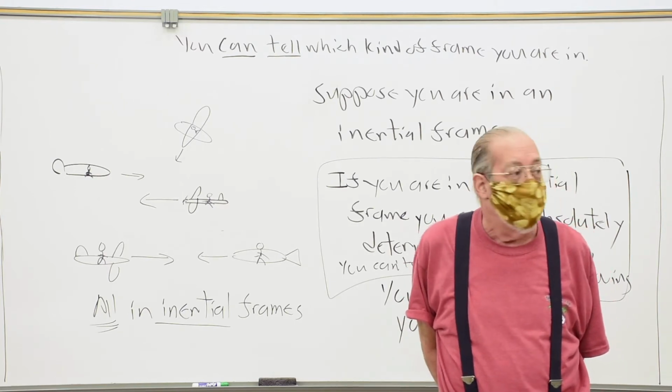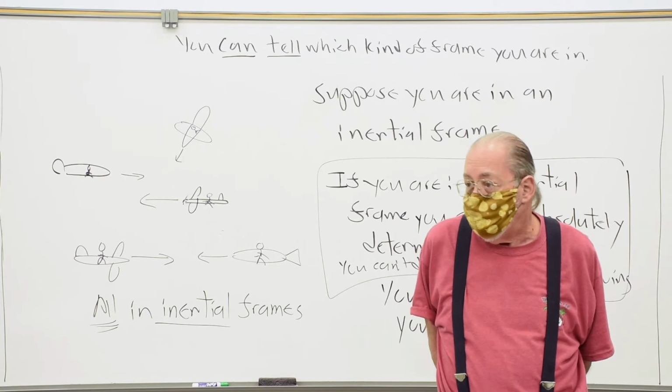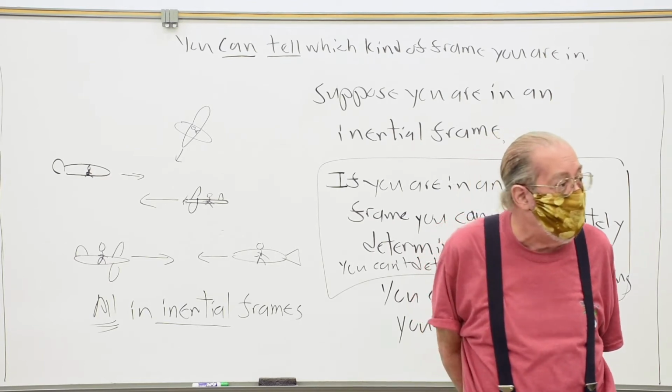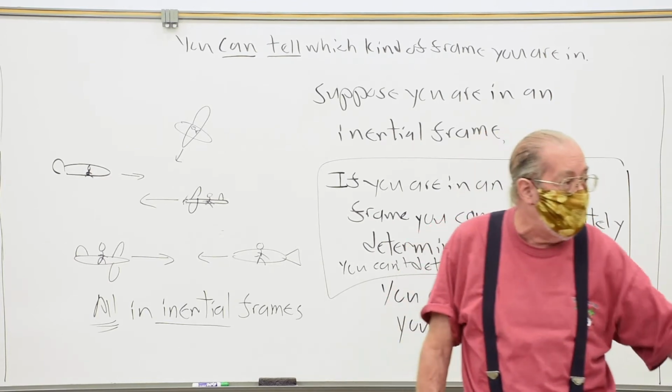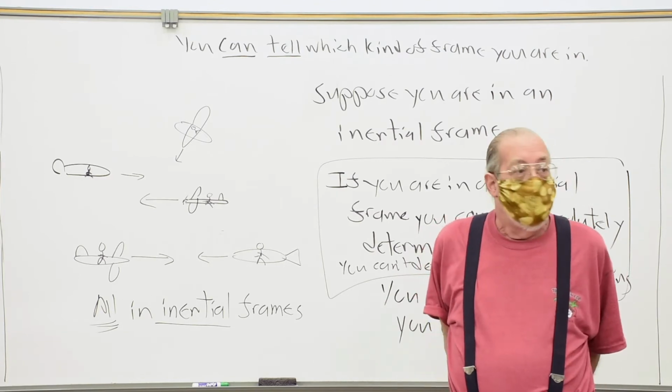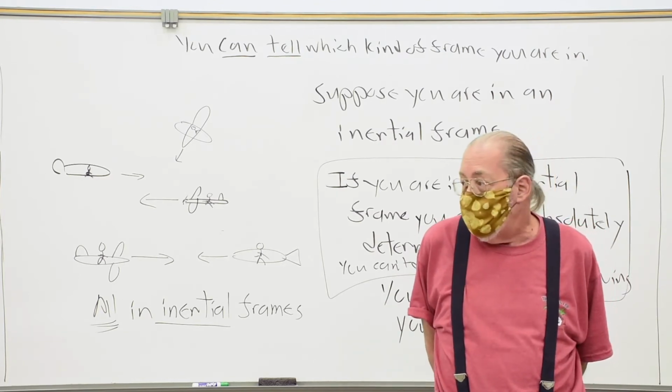Any questions there? So an example, if you're on a nice smooth train going at constant speed in a straight line, and you close the windows, you can't tell if you're moving.